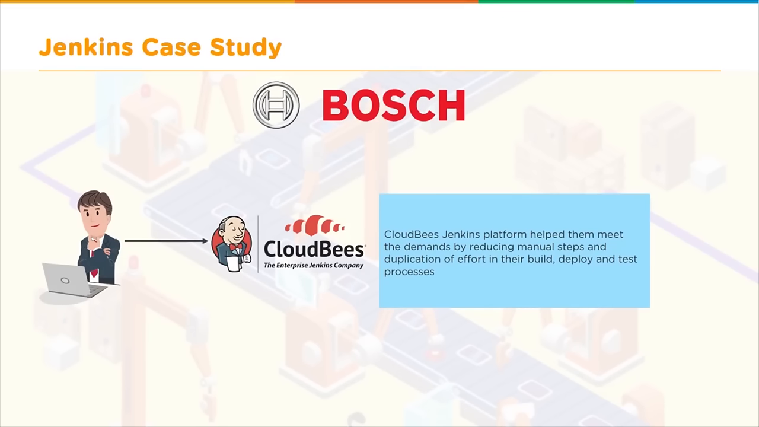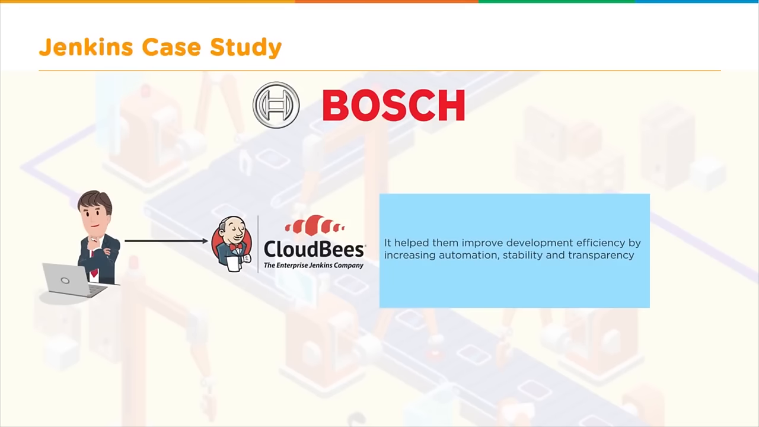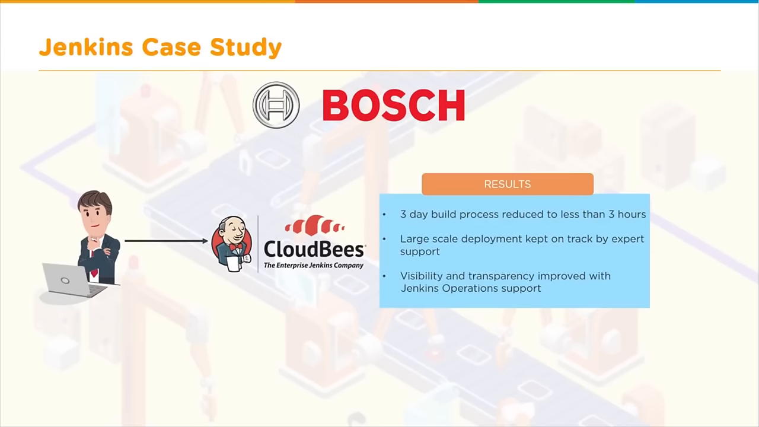So to be able to reduce the number of manual steps, such as building, deploying, and testing, Bosch has introduced the use of CloudBees from Jenkins. And this is part of the enterprise Jenkins platform. It has significantly helped improve the efficiencies throughout the whole software development cycle, from automation, stability, and transparency, because Jenkins becomes a self-auditing environment.